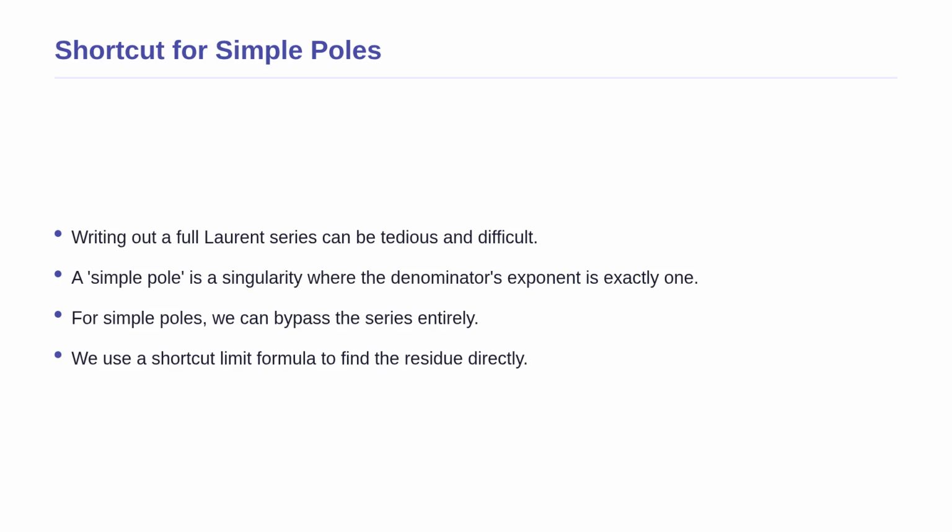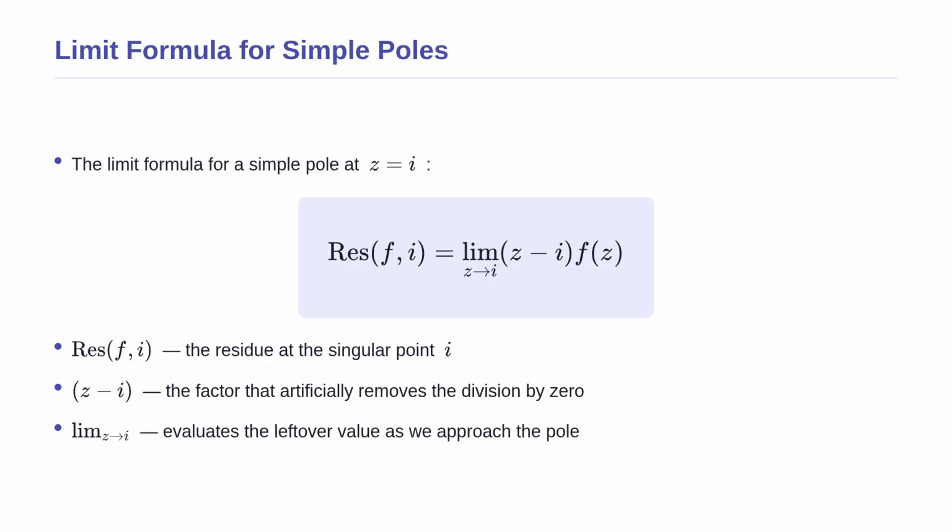So, we have proven that the residue connects to the integral. But writing out a full Laurent series every time can be tedious and sometimes very difficult. Fortunately, there is a better way for a specific type of singularity called a simple pole. A simple pole occurs when the problematic term in the denominator has an exponent of exactly 1. For these cases, we can bypass the infinite series entirely and use a clever shortcut limit formula to find the residue directly. This formula we just mentioned is the standard limit formula for a simple pole.